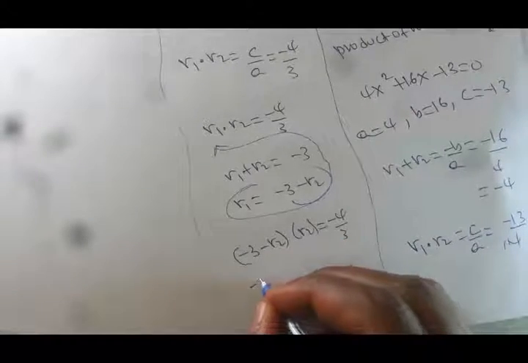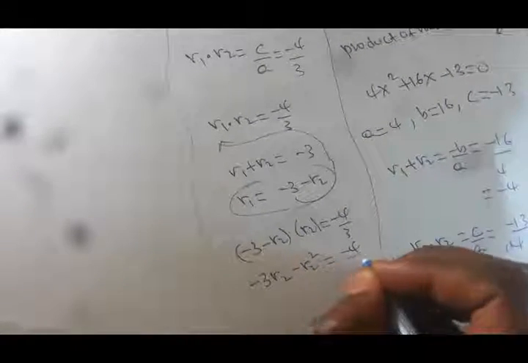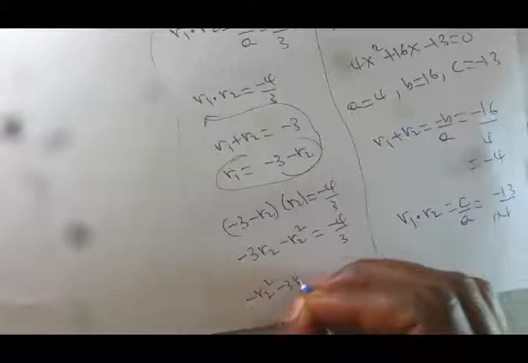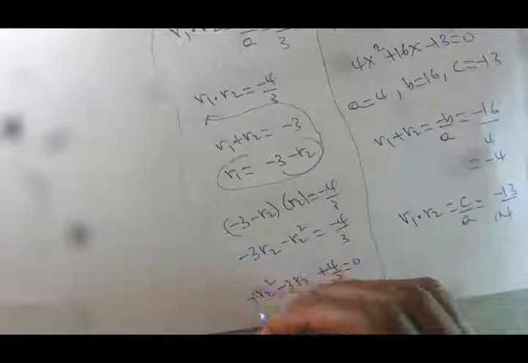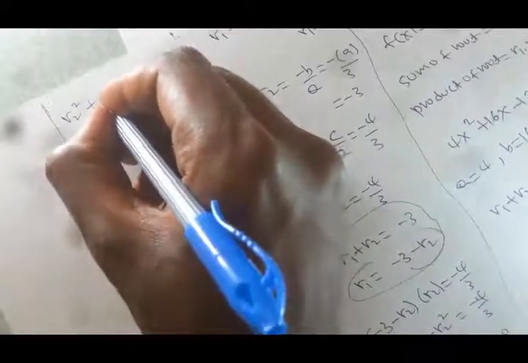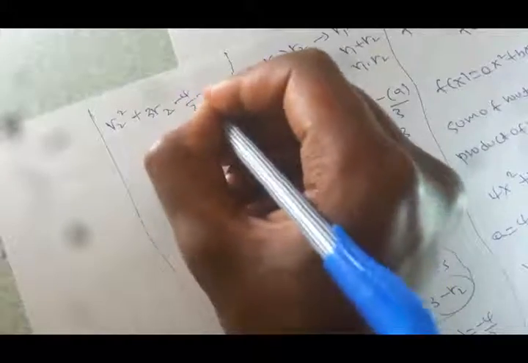Therefore, this is equal to minus 3 r2 minus r2 square is equal to minus 4 over 3. When we collect this to the right, minus r2 square minus 3 r2 plus 4 over 3 is equal to 0. By negative, positive, positive, negative, therefore r2 square plus 3 r2 minus 4 over 3 is equal to 0.